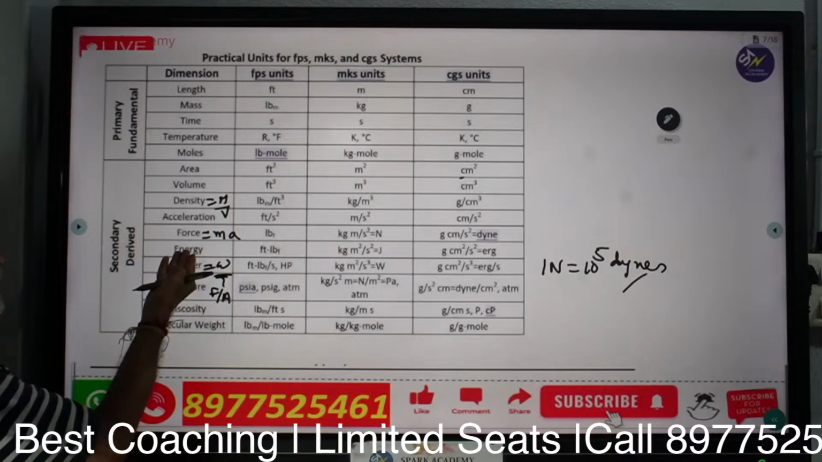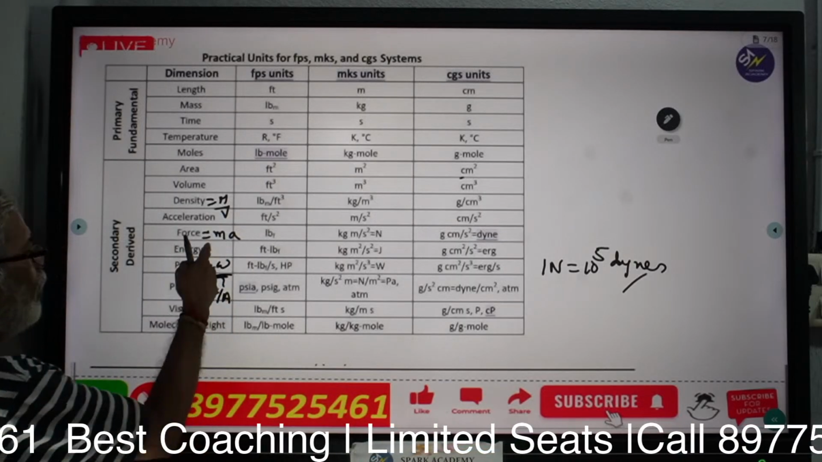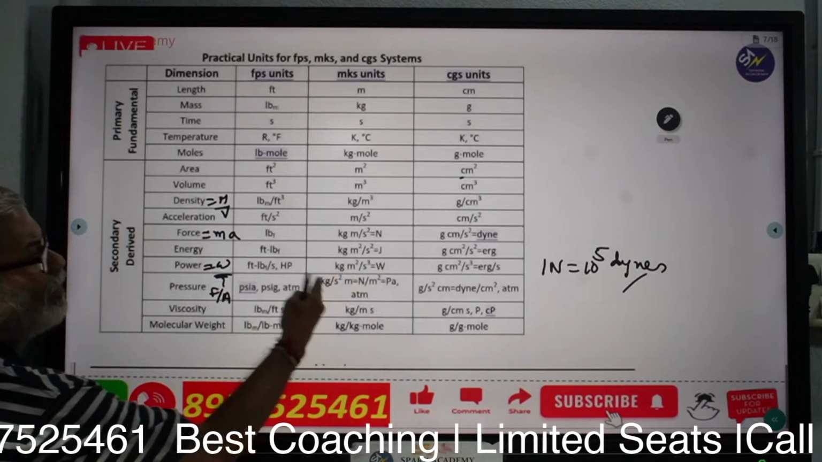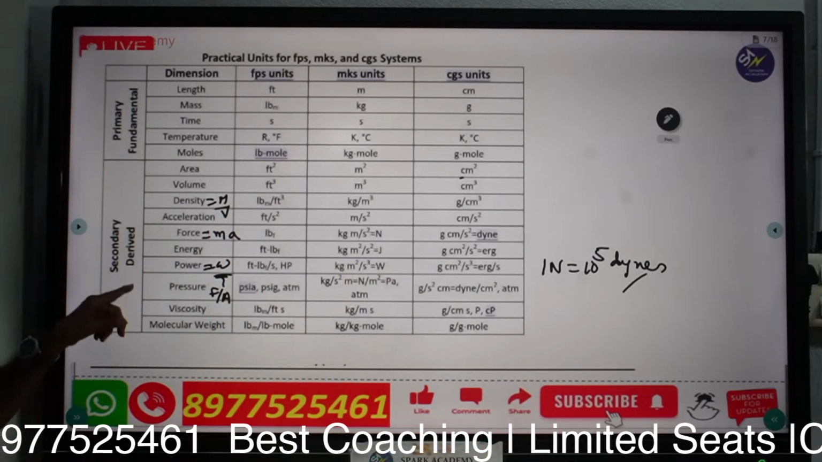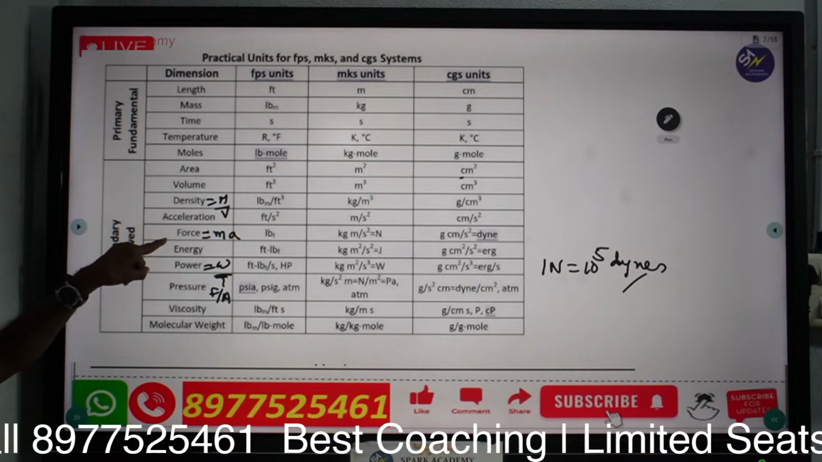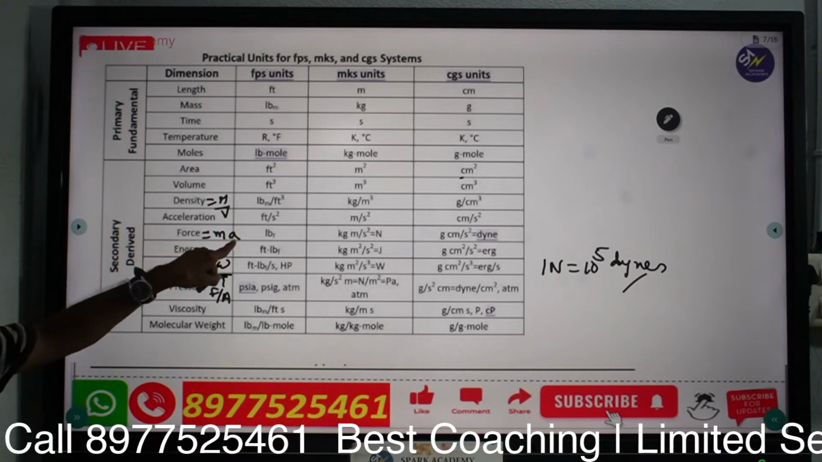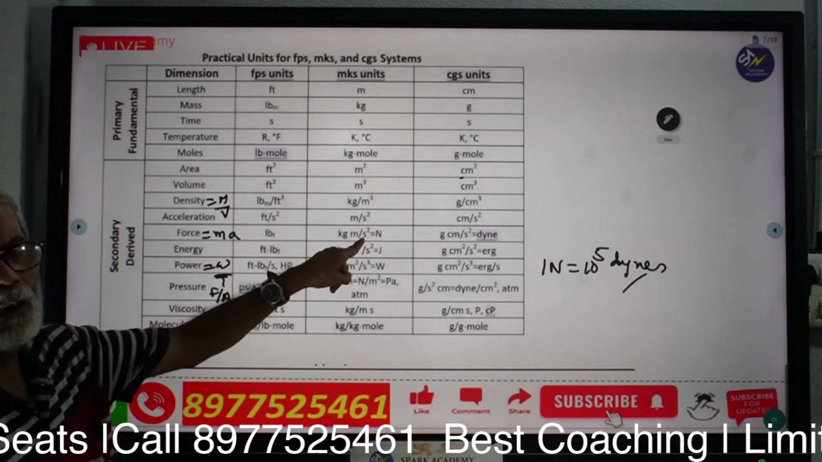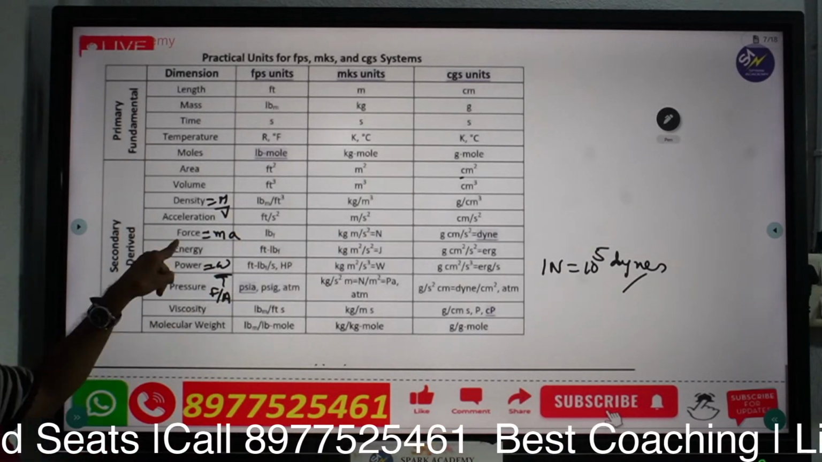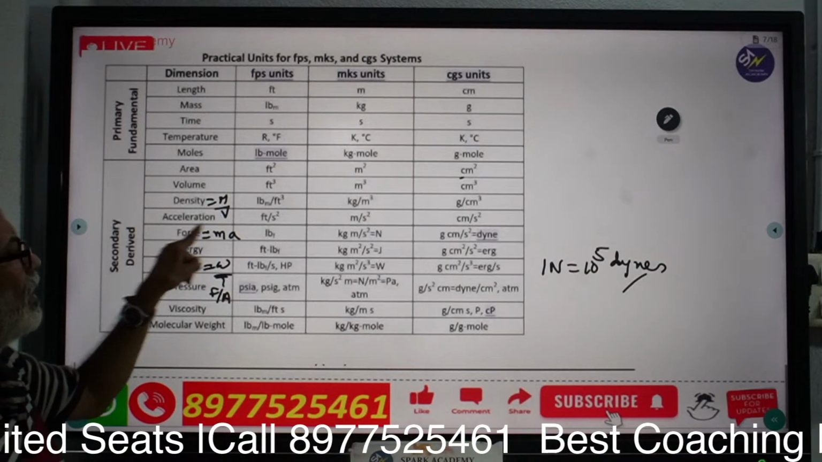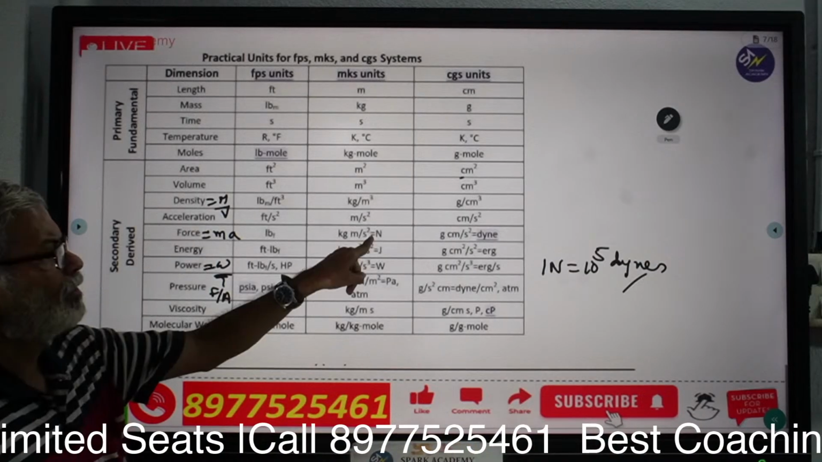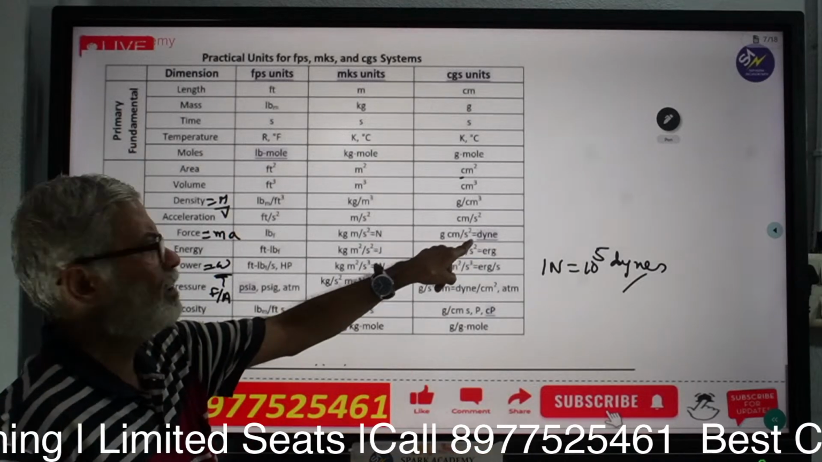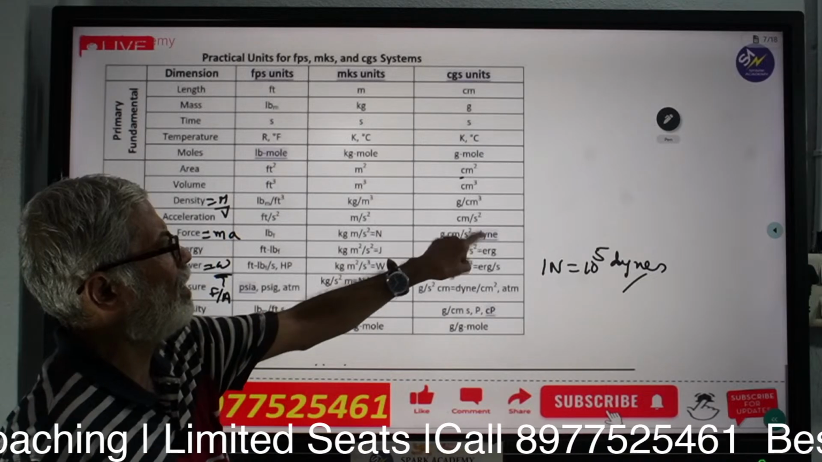Like that you have got kinetic energy, potential energy, work, power, pressure. CGS system is there, MKS system is there. Suppose you take force. Force is mass into acceleration. Mass is kg, acceleration is meters per second square. The SI unit for force is Newton. And dyne is the CGS unit of force. Instead of taking gram centimeter per second square, you can write dyne.